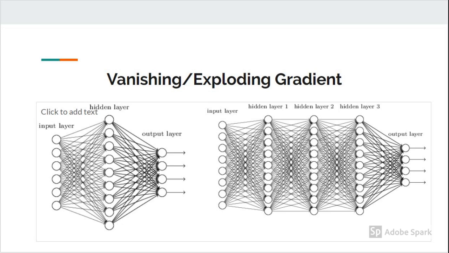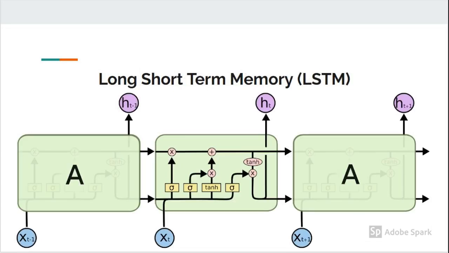It turns out that the gradient in deep neural networks is unstable, tending to either explode or vanish in earlier layers. A fix to the vanishing gradient problem is using long short-term memory networks, usually just called LSTMs. They are a special kind of recurrent neural network capable of learning long-term dependencies. LSTMs are explicitly designed to avoid the long-term dependency problem.